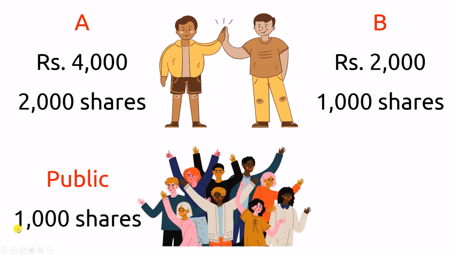Okay, so 1,000 shares are bought by the public and they get their 2,000 rupees, which adds up to 10,000, and then they start their company. So this is the first case which we have already learned about.